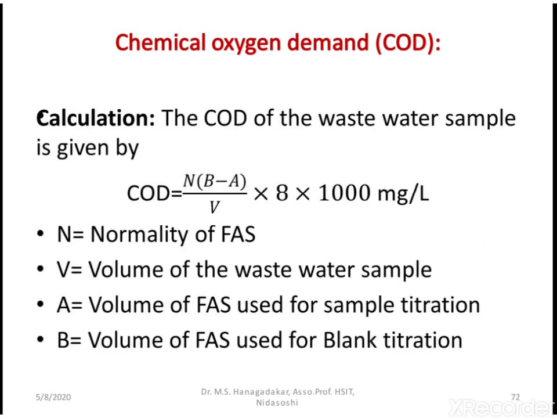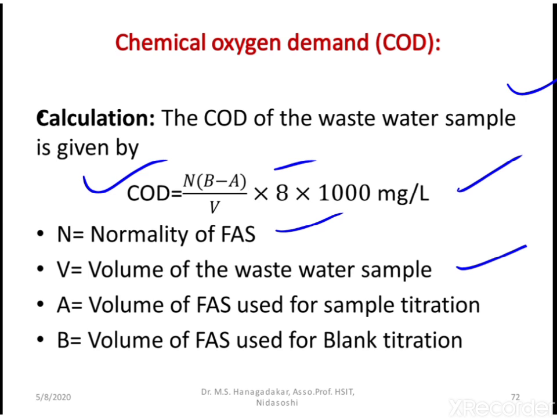After this, we go for the calculation of COD. The COD of the wastewater sample can be calculated by this equation: chemical oxygen demand, COD, equals N into (B minus A) divided by V, into 8 into 1000 milligram per liter. Here N stands for the normality of FAS, and V stands for the volume of wastewater sample taken, or distilled water sample taken.